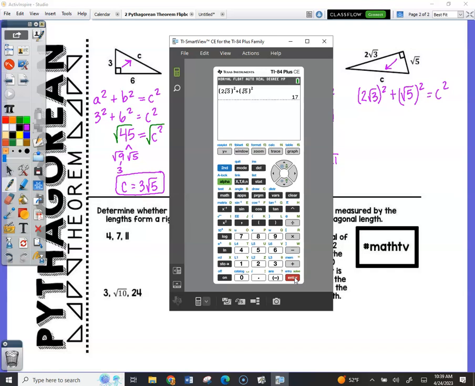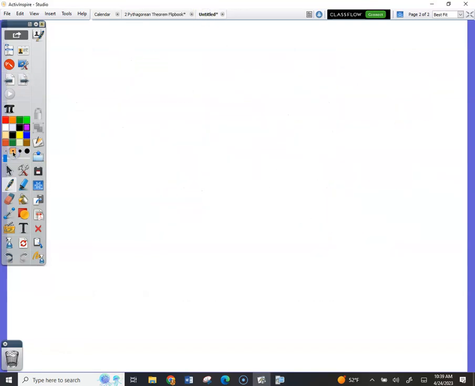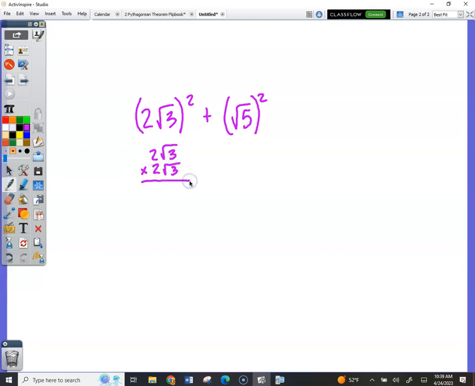Now let me explain to you why that's the number. I'll show it to you over here on a bigger screen. It was 2 square root 3 squared plus square root 5 squared. What'd you get again? 17. Okay. Here's why that's the number. What does squared mean? It's multiplying by itself, right? So if you need to visualize, this is 2 square root 3 times 2 square root 3. That's what that means. So what's 2 times 2?